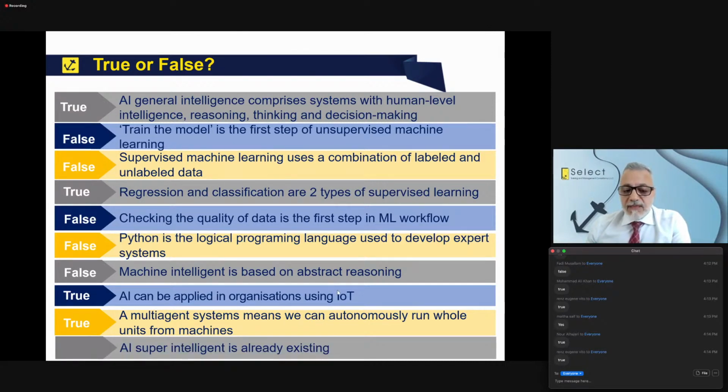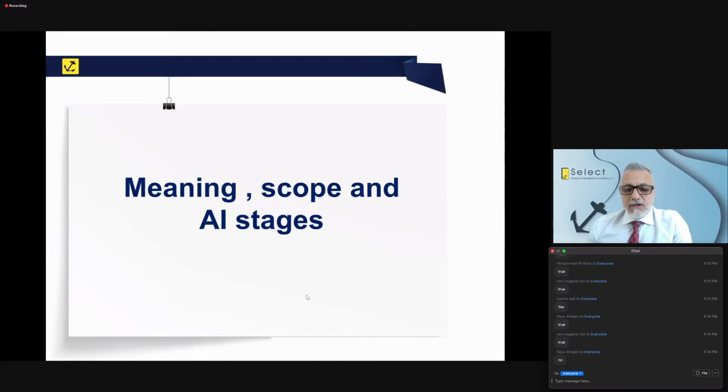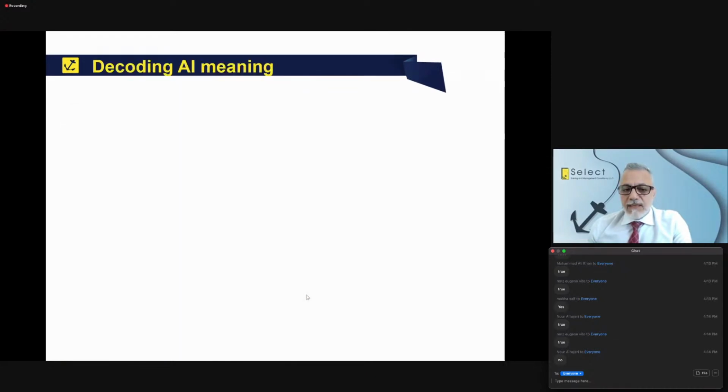How about AI super intelligence? Does it already exist or not? Sure not, because AI general intelligence does not exist yet. Super intelligence means AI that exceeds human intelligence. Currently, we don't have either general intelligence or super intelligence. So let's look at the meaning, the scope, and AI stages.